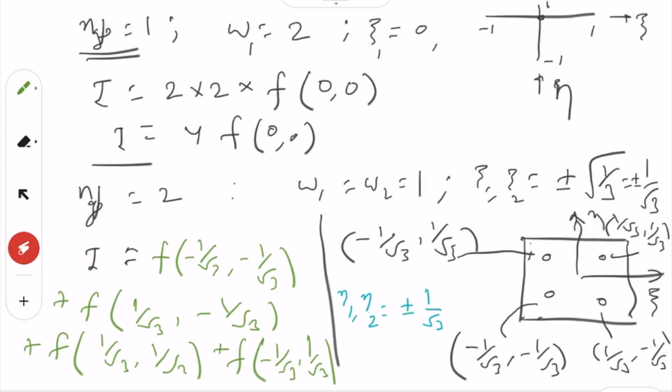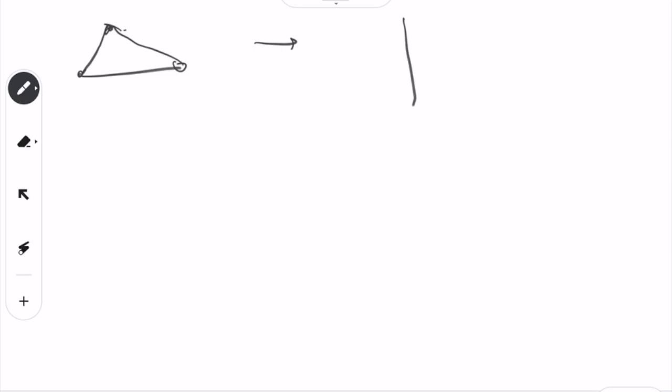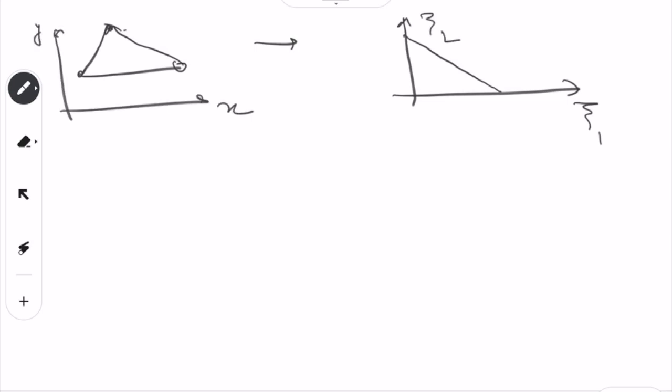Okay. Now in case of a triangle, a similar thing can be applied, as far as the construction of the shape function is concerned. So we can extend it. Any arbitrary triangle, we have seen, can be converted into this kind of system. So we have the xi1, xi2 system, from the x and y system.